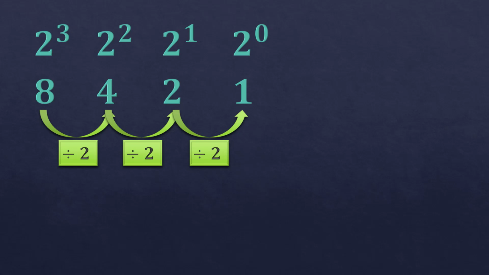I bet many of you believed that 2 to the 0 was equal to 0. It's a common misconception. The fact is, 2 to the 0 is equal to 1. If you're not convinced, you can try evaluating 2 to the 0 with a calculator.